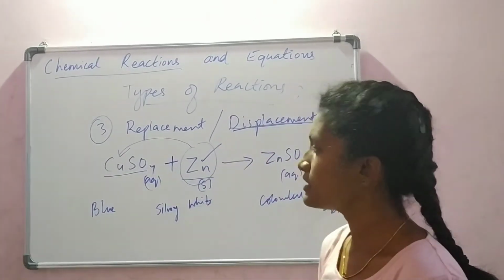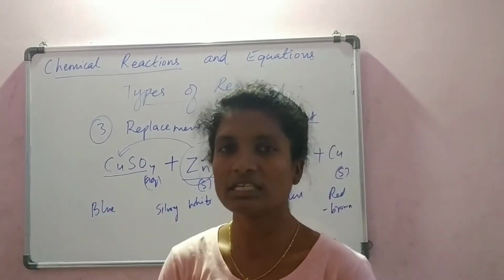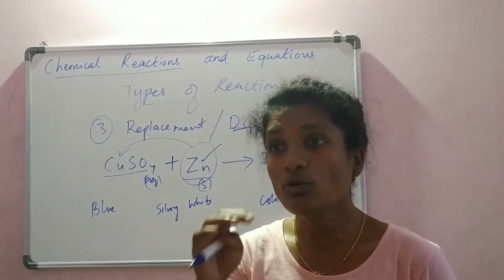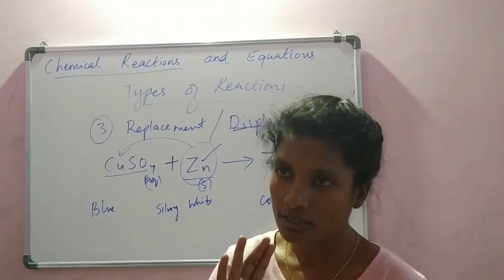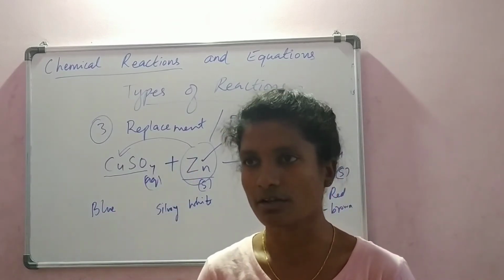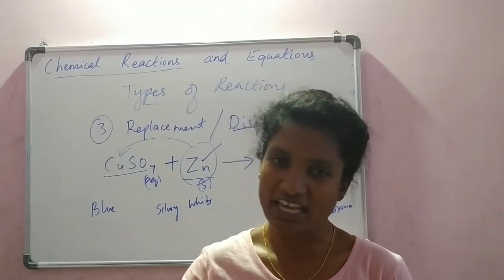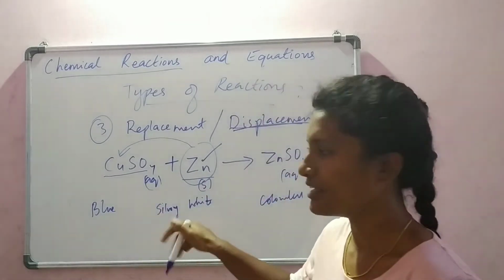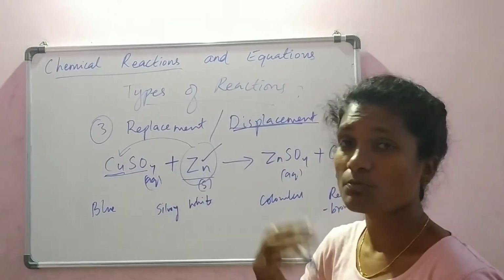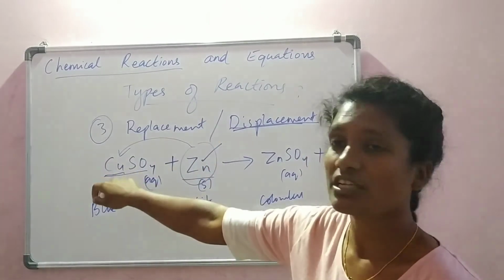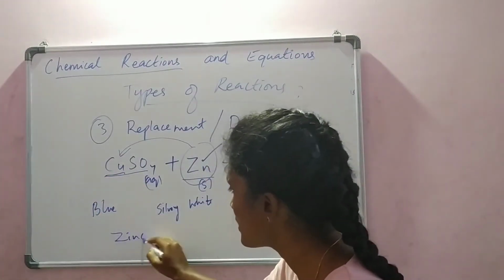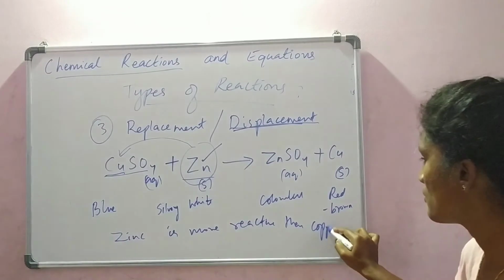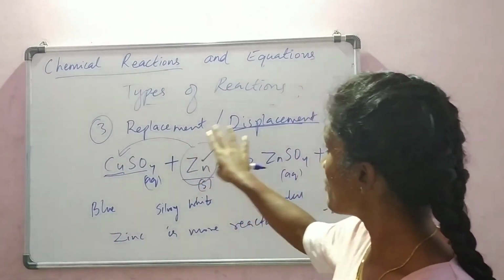Now, why is this displacement happening? Because zinc is more reactive than copper. What is reactive? We ask a question to about 20 students in a class. A student who is more reactive, who knows the answer, will raise his hand and answer. There are the other 19 students left out, but who is more reactive? The student who got up and answered. Similarly here, compared to copper, zinc is more reactive, because it is the one which replaced copper. So here we write zinc is more reactive than copper.